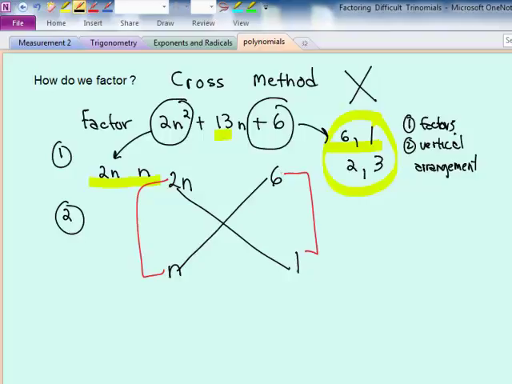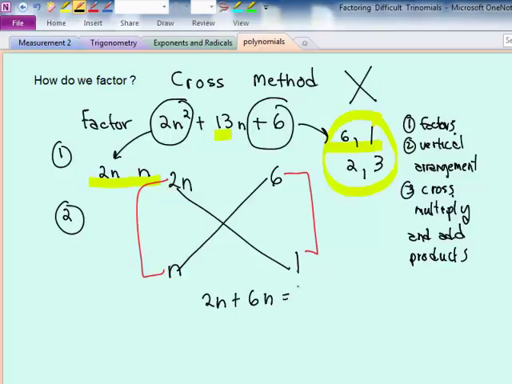So my third step is I cross multiply and add products. So what I mean by cross multiplying, I very quickly go 2n times 1 is 2n, 6 times n is 6n, and what does that add up to? Well, 2 plus 6 is 8n. That doesn't add up to the middle term. No. So when you cross multiply and add the products, they have to add to the middle term.